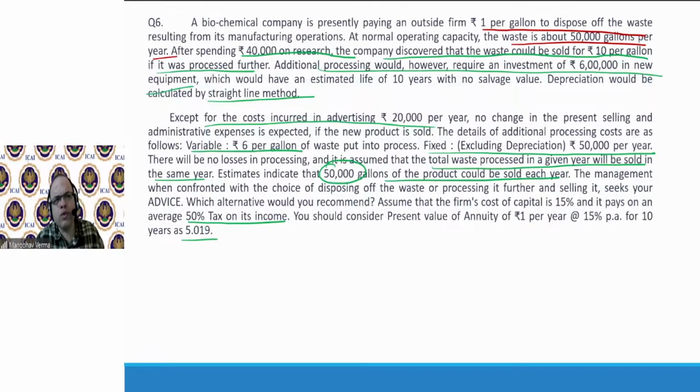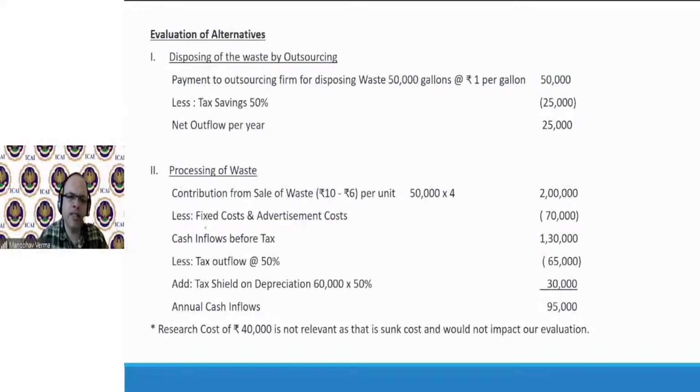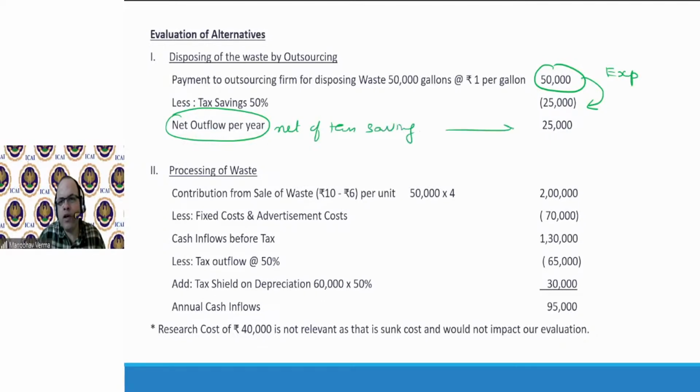Now how to go about this question, guys? First of all, you guys were pretty much correct that if you have to evaluate these alternatives, disposing the waste by outsourcing was having an outflow of 50,000. I think some of you said that, Preetham and everyone else. But if you were having that expense here, you were also having some tax savings. This was your expense, so the expense would have resulted in a tax saving. So net outflow, net of tax saving, is 25,000 here. 25,000. Guys, just give me 5 more minutes, guys. We are done in 5 minutes, please.